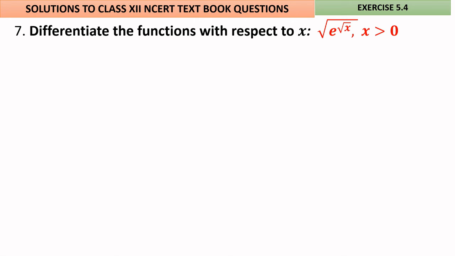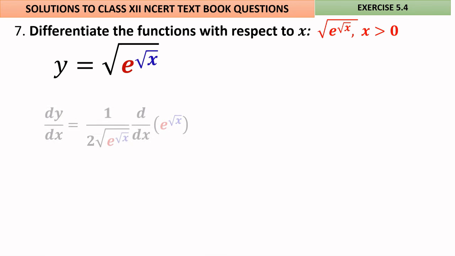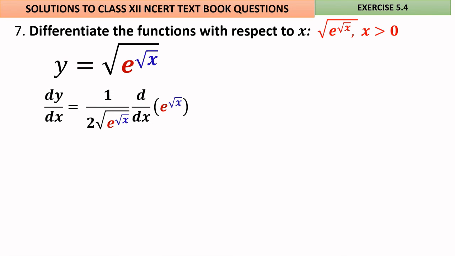Question number 7. Square root of e power root x, for x greater than 0. Let us first find the derivative of the square root. It is 1 by 2 root of that, into d by dx of whatever is inside the square root, by making use of the chain rule.